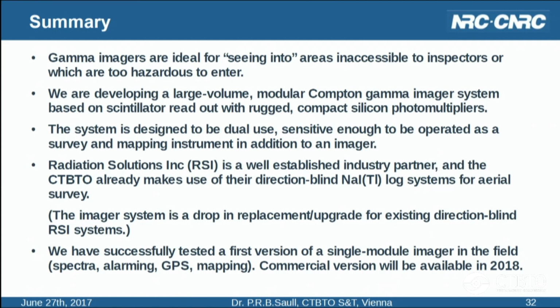So in summary, we think the gamma imagers are ideal for seeing into areas that you can't access. And for areas like, let's say, Fukushima or something, you don't want to be around for very long. Put it up in the air, turn it down, and image the view, get out of there.